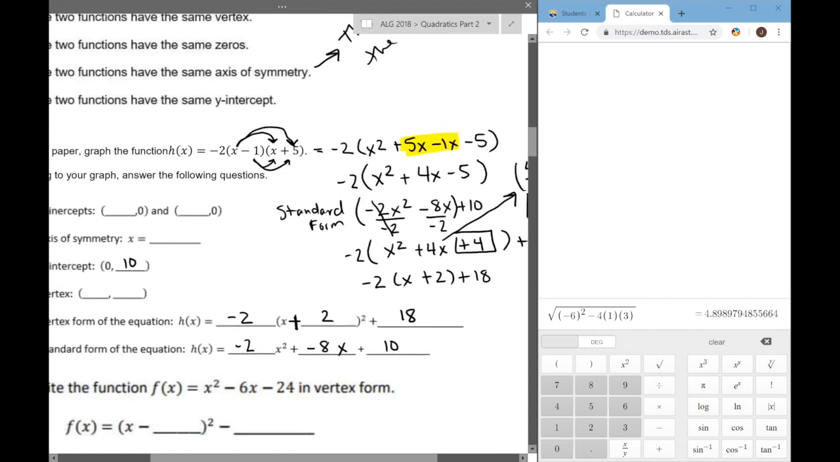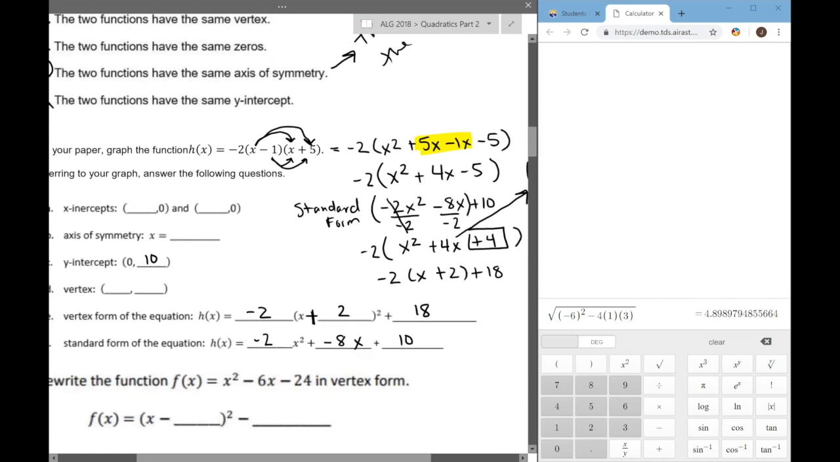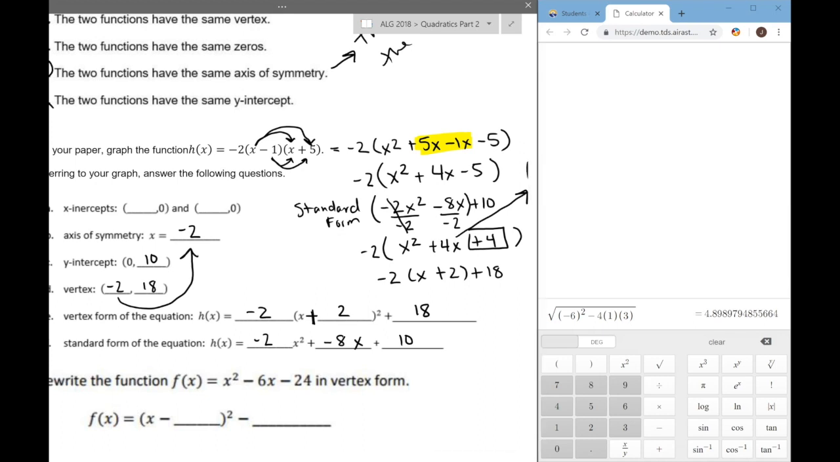Okay. Now from here, I can easily find the vertex. Now the vertex is that 2. It's going to be the opposite. So it's going to be a negative 2 and it's going to be the 18. That's my vertex. The axis of symmetry is just the x part. So it's going to be the negative 2. Okay. Last thing we need to find is the x-intercepts.